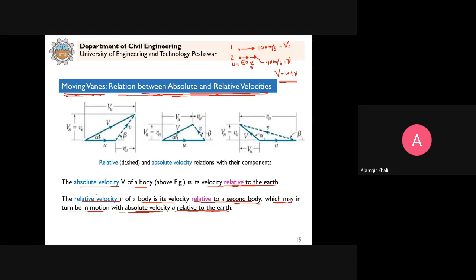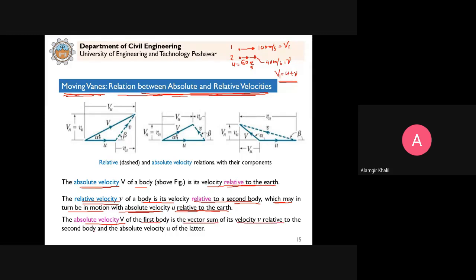So these are the definitions of the absolute velocity and the relative velocity. The absolute velocity of the first body is the vector sum of the relative velocity to the second body and the absolute velocity u of the latter. This is what I show you here.